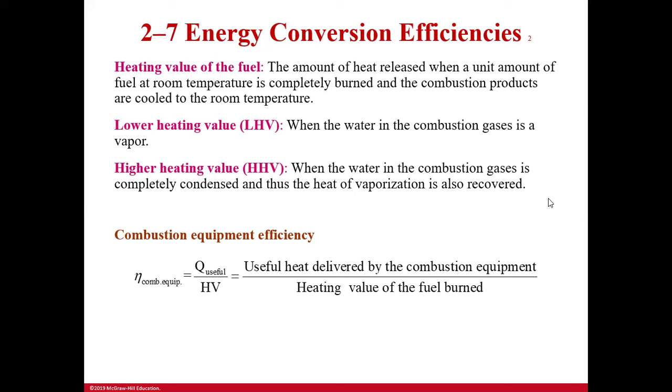So combustion equipment efficiency is given by this Greek symbol, and it's Q useful divided by HV. Q useful is useful heat delivered by the combustion equipment divided by heating value of the fuel burned. Of course, not all heating value of the fuel burned will be converted to useful energy. Some of it will be lost. That's why that efficiency comes in for the combustion equipment.